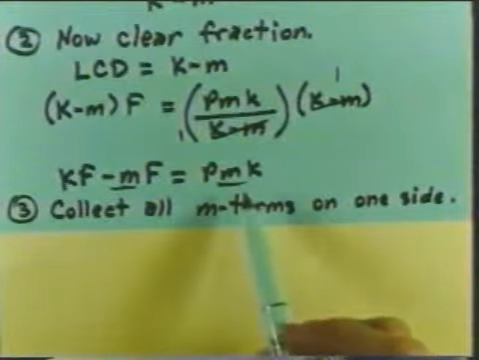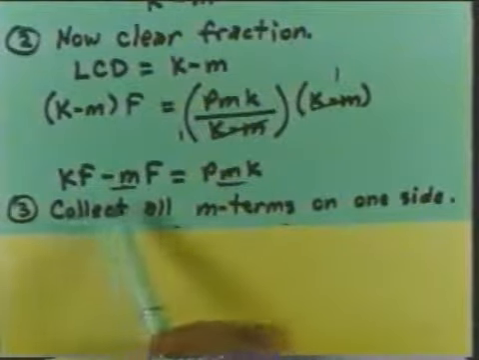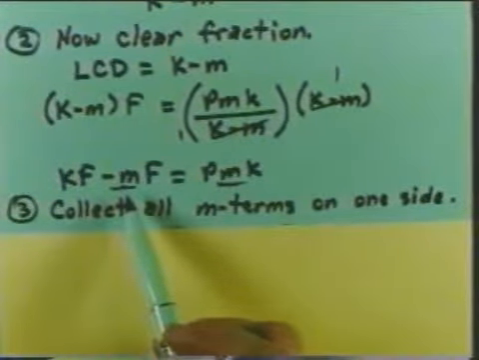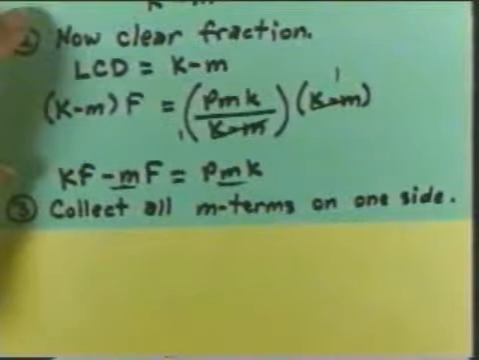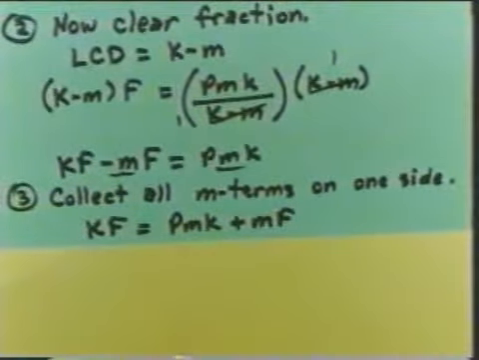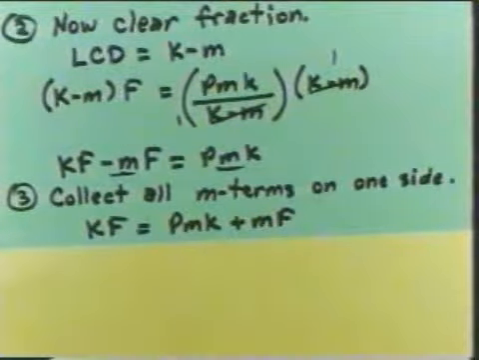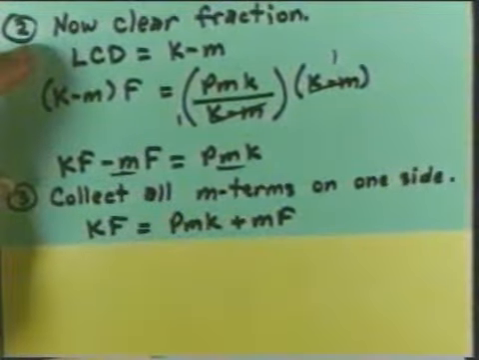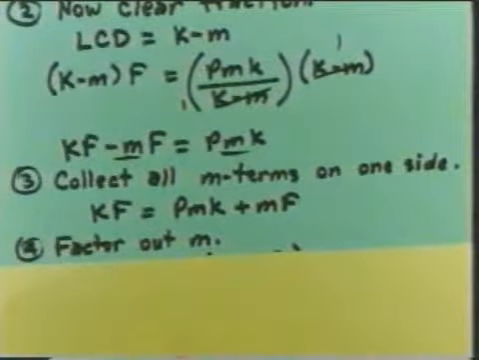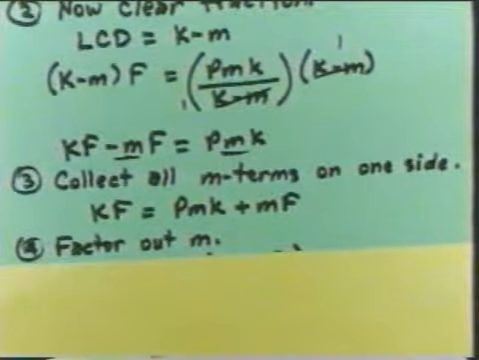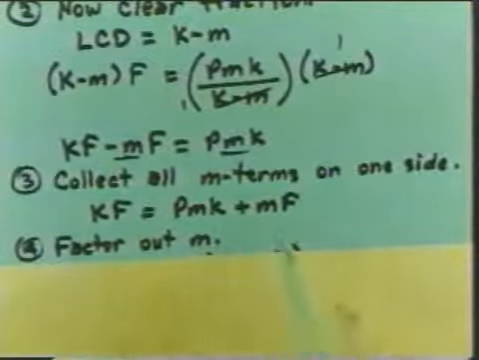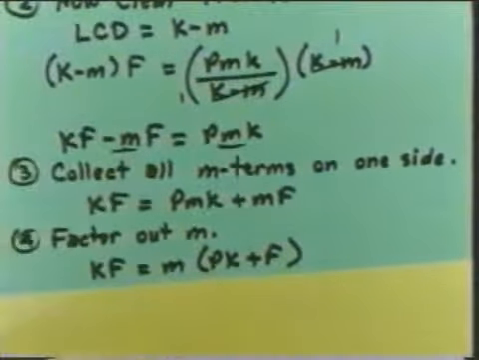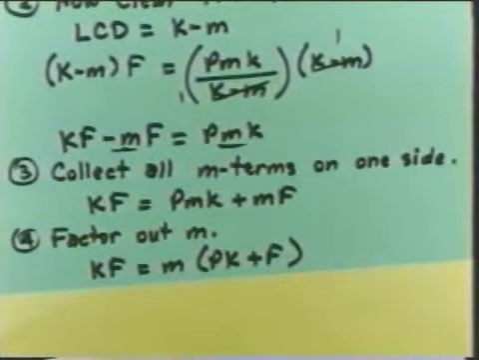Since the m term occurs on the right already, and I have 2 different kinds of terms on the left, I'm going to collect the m terms on the right-hand side by adding mf. And that gives me kf equals pmk add mf. The m terms are both on the right-hand side now. We're nearly done. If we factor out m, we can see what needs to be done to finish it up. Factor out m on the right-hand side, and that leaves kf equals m times pk plus f.